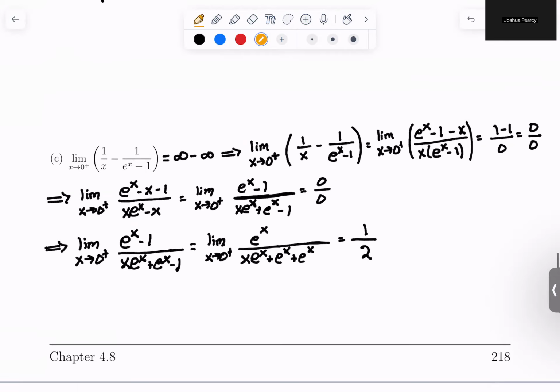The derivative of e to the x minus 1 is e to the x. The derivative of x e to the x plus e to the x is x e to the x plus e to the x plus e to the x. Now I let x go to 0. E to the x goes to 1. And then the denominator goes to 1 plus 1, or 2. So that implies that the limit as x goes to 0 from the right of 1 over x minus 1 over (e to the x minus 1) is 1/2.